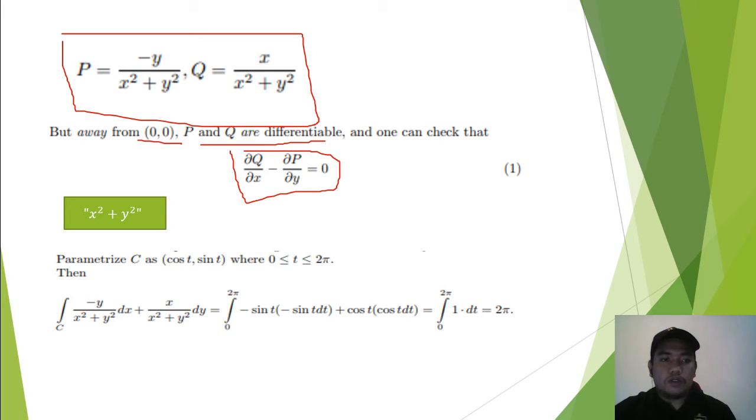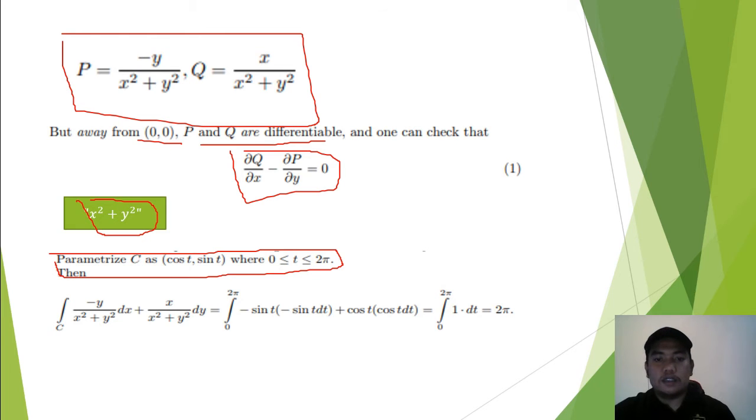However, because of the x square plus y square terms floating around in the integral, it is not too hard to compute the line integral over circle directly. Parameterize C as cos t, sin t where 0 is smaller than t is smaller than 2 pi. So from this information, we can come out the solution this.